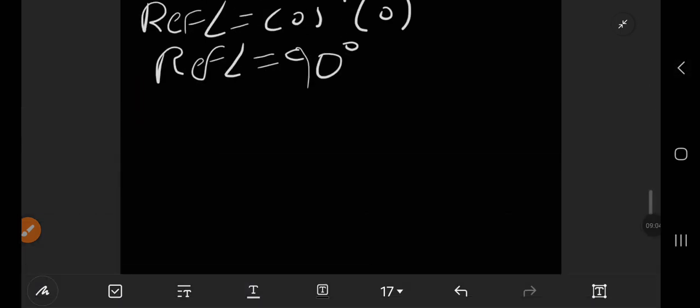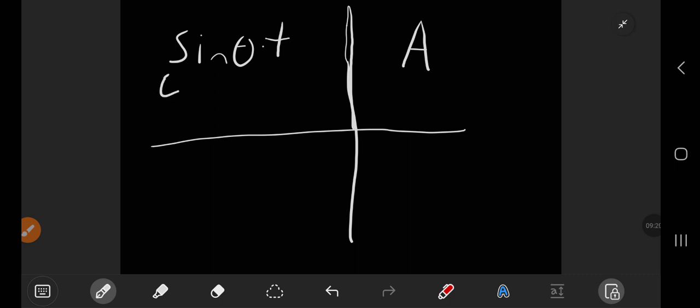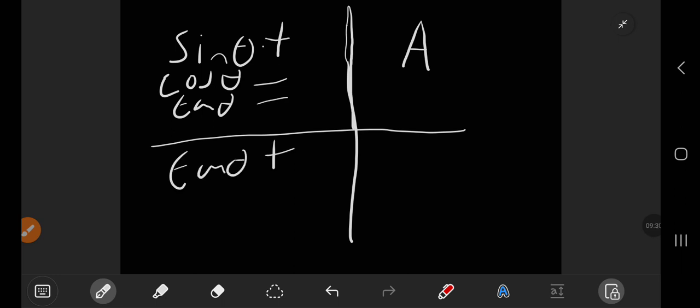So if I had a quadrant like this here, we know that all trig ratios here are positive, but sine theta here is negative. Sine theta is also positive here, but all the other trig ratios, cos theta and tan theta, are negative here. And here we know that tan theta is positive, and all the other trig ratios here are negative. And also here cos theta is negative.